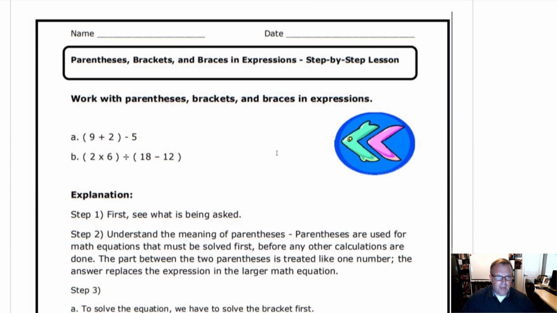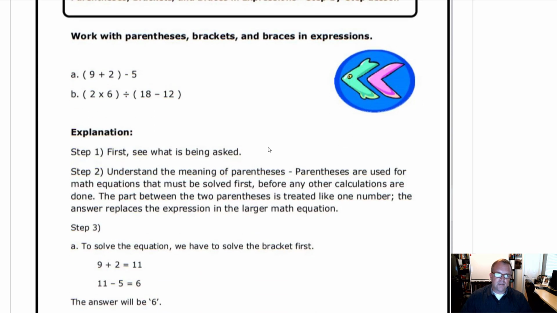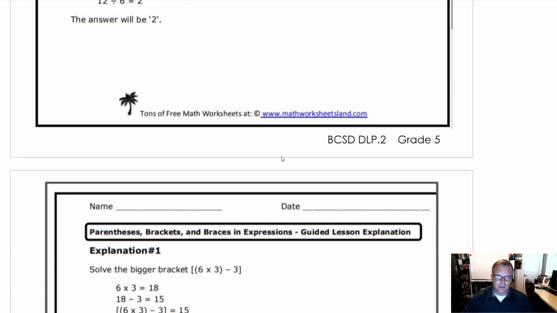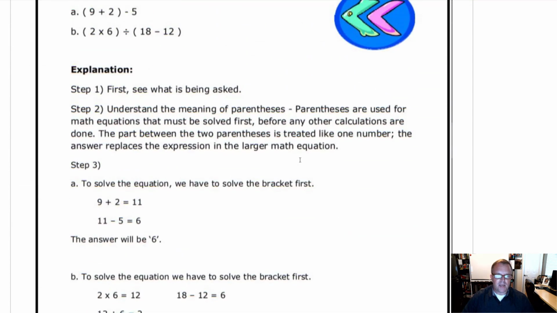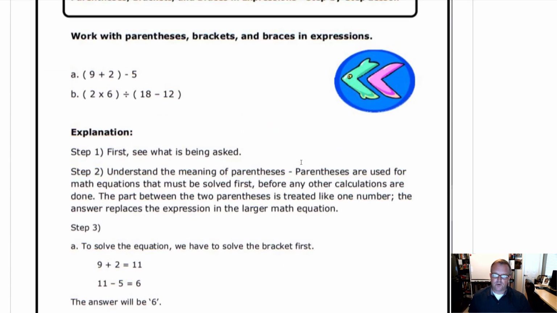Now, on this paper here, I think they're using the words wrong, so let's really be careful about this. Parentheses, brackets, and braces in expressions, step-by-step lesson. And it says, work with parentheses, brackets, and braces in expressions. All right, so let's see if we're actually going to do that. Okay, down here we will. Because on this page, they're using incorrect terminology. All right, let's check it.